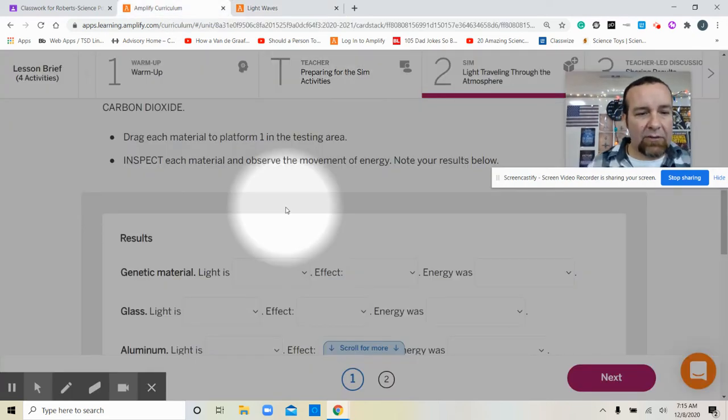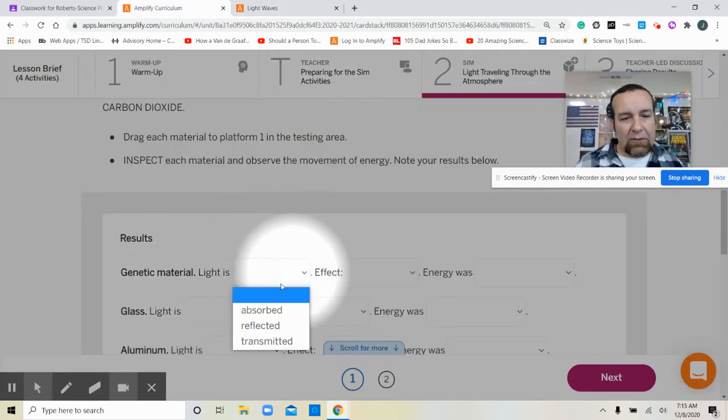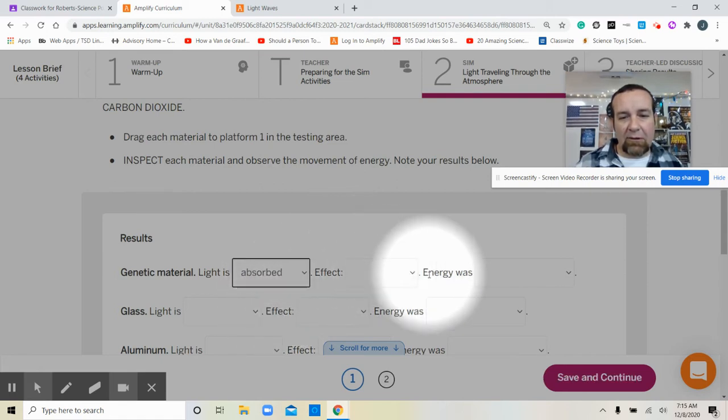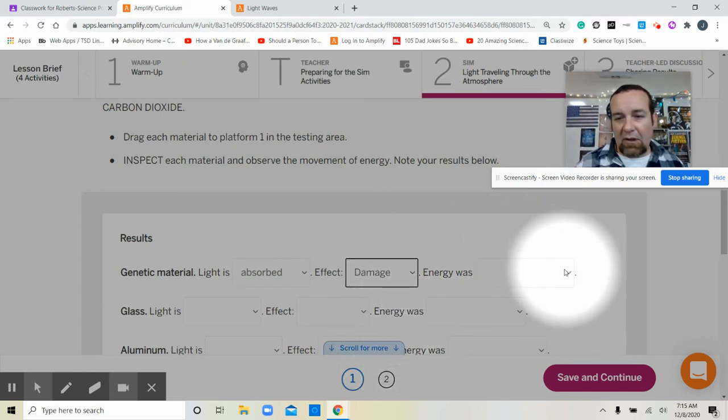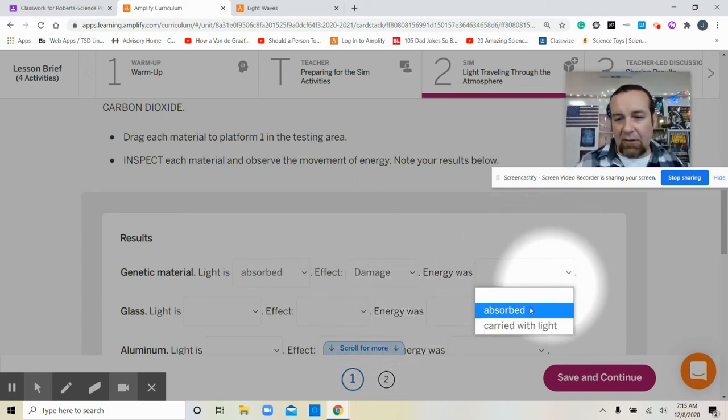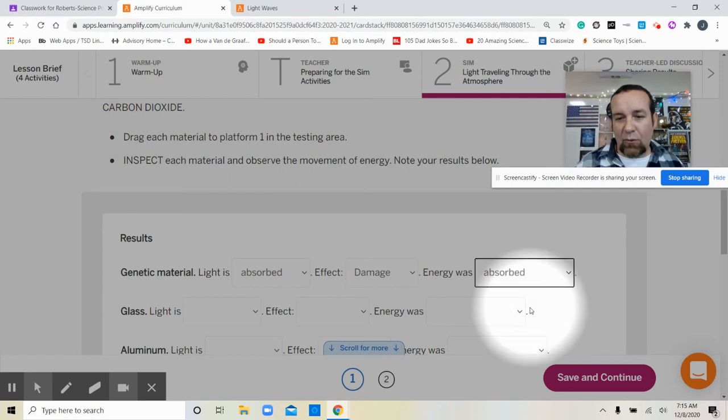So let's see if we can answer some of this. Light is absorbed. The effect was damage. Energy was absorbed.